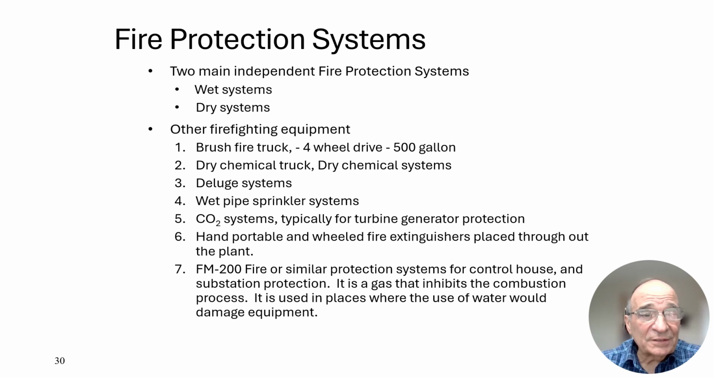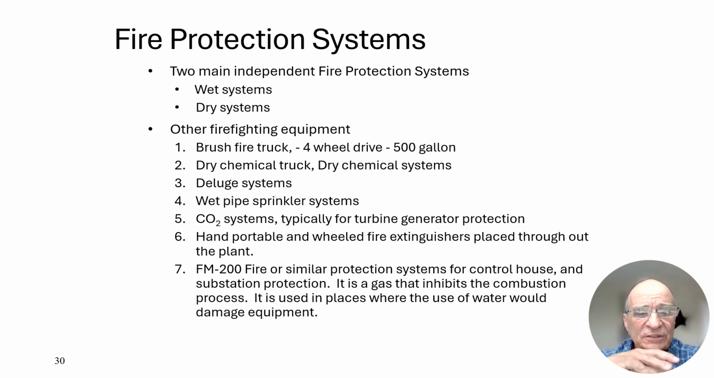Fire protection systems. There are two main independent fire protection systems at an LNG facility, a wet system and a dry system. Other firefighting equipment includes brush fire trucks, such as four-wheel drive vehicles with 500-gallon tanks of water on them to put out brush fires, dry chemical trucks, dry chemical systems, deluge systems, wet pipe sprinkler systems, and CO2 systems typically used in turbine generator encasements. Handheld, portable, and wheeled fire extinguishers are placed throughout the plant.